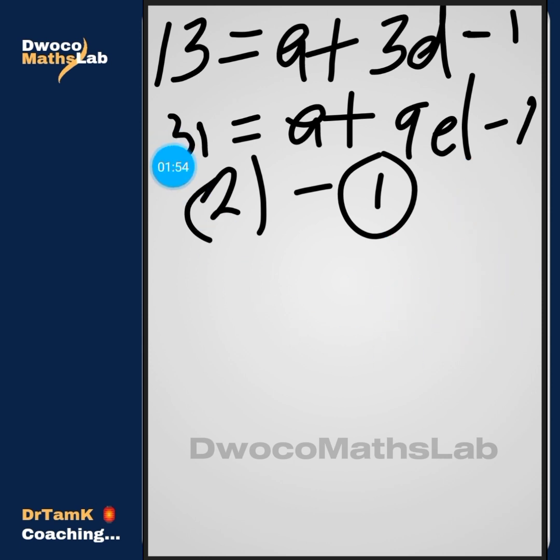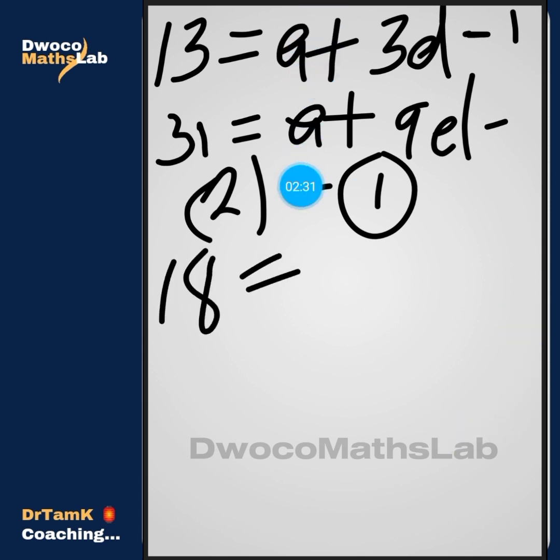So what I'm going to do is this. That will be 31 minus 13, a minus a, then 9d minus 3d. Is that clear? So this is going to give us 18. 18 equals, here a minus a is gone, and 9d minus 3d gives us 6d. Is it clear?